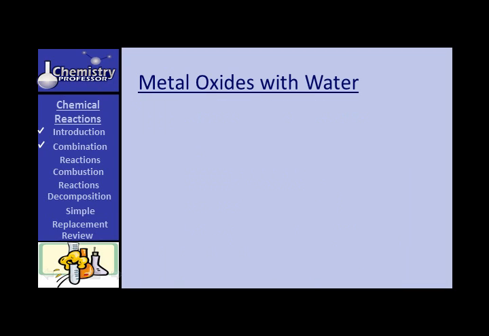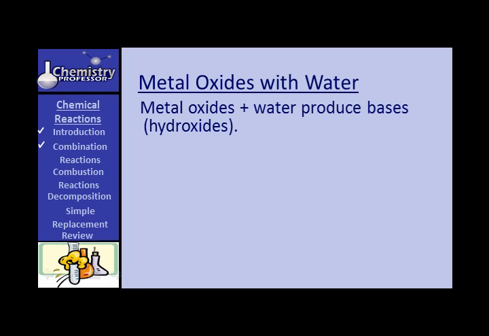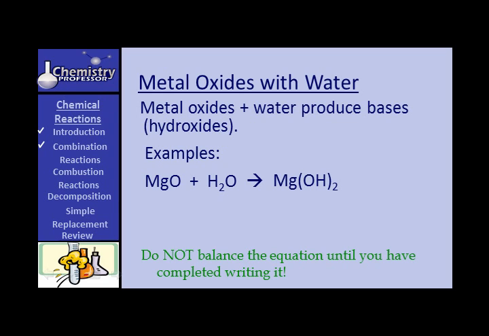Metal oxides with water. Now, metal oxides tend to react with water to produce bases or hydroxides. For example, we have magnesium oxide. The product may be of magnesium burning in oxygen, dissolving in water to produce magnesium hydroxide. Now, folks, look at that. Is it balanced? Yes, it is. But remember, don't balance the equation until you've finished writing it.